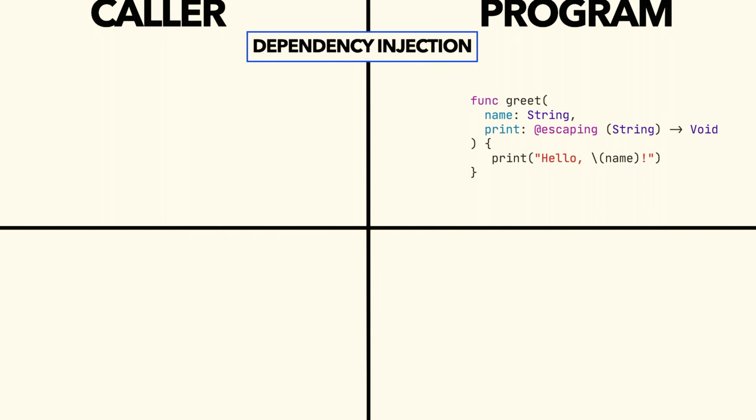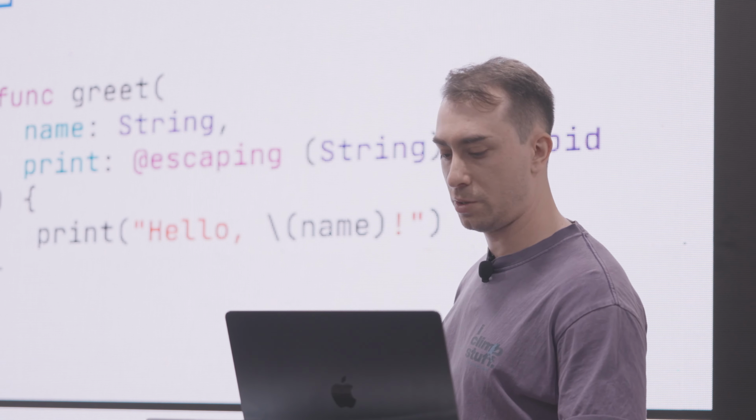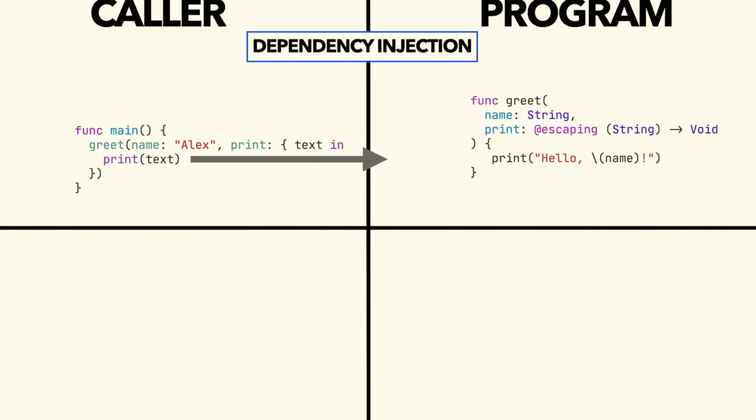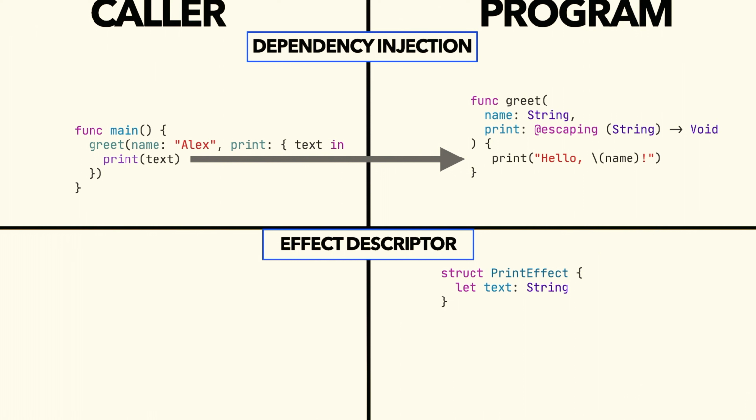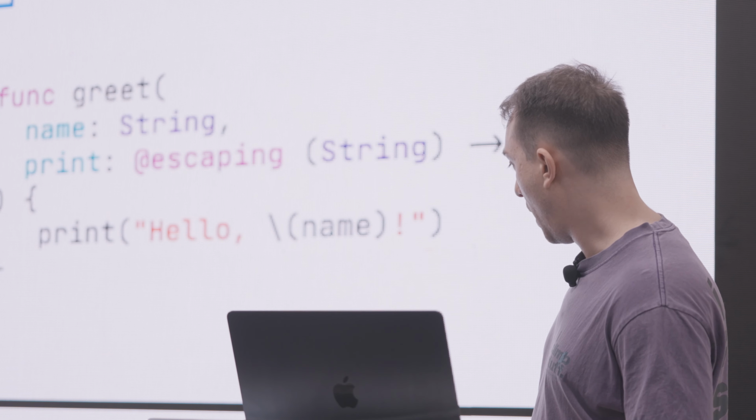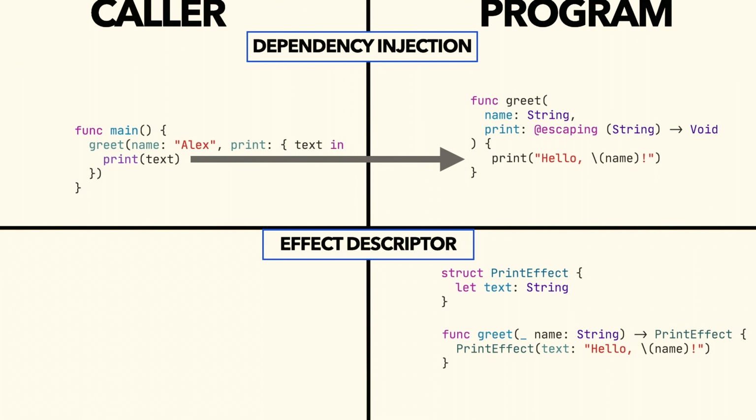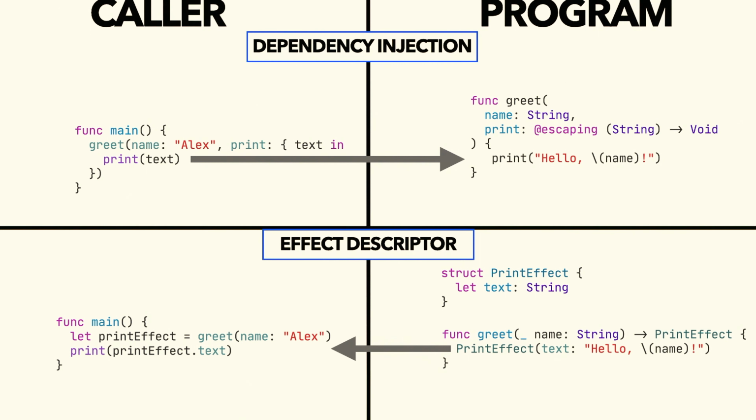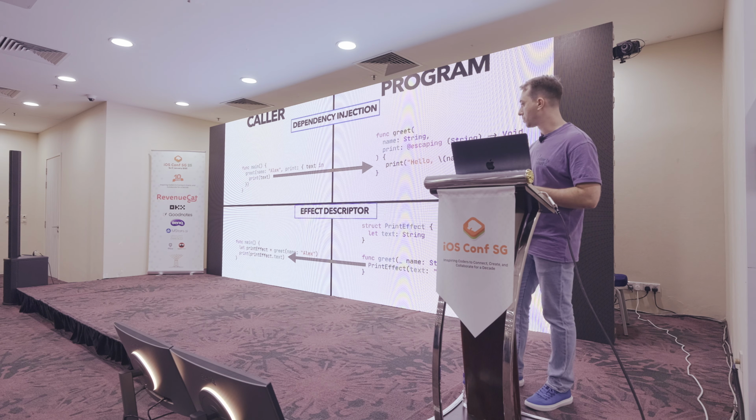Again, comparing to dependency injection. Here we have a simple greet function that just prints hello name, and we inject the implementation of the print function using the function argument. So here we have the call side, which injects the implementation of print into the program. Now, with the effect descriptor approach, we can describe this effect using a simple struct, which has the text that needs to be printed. Then our program simply returns this effect that describes what needs to be printed. And then the call side calls our function, gets this description of the print effect, and actually performs the effect.